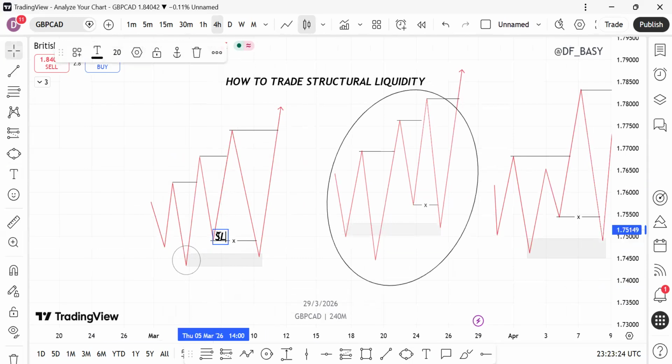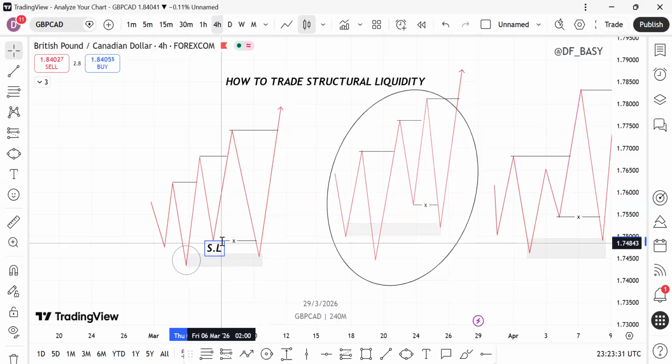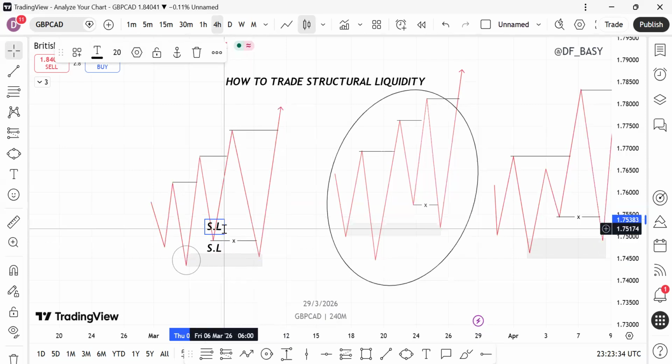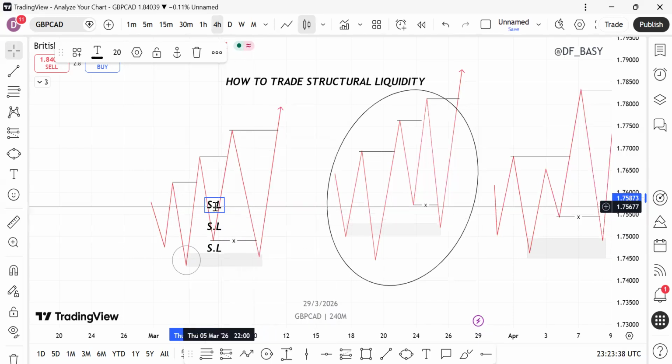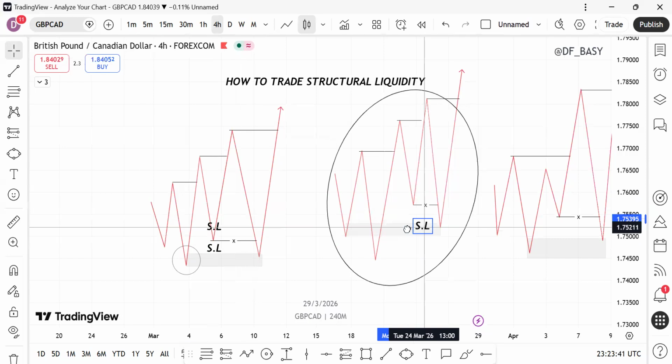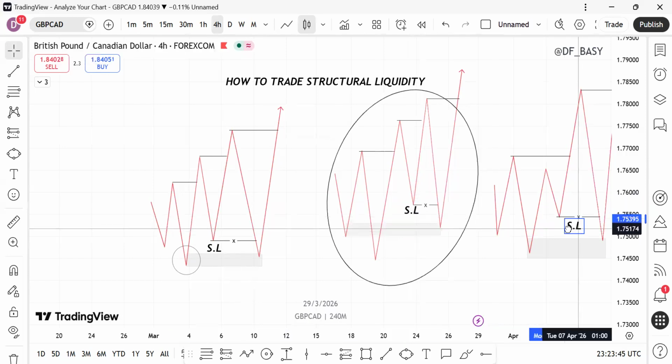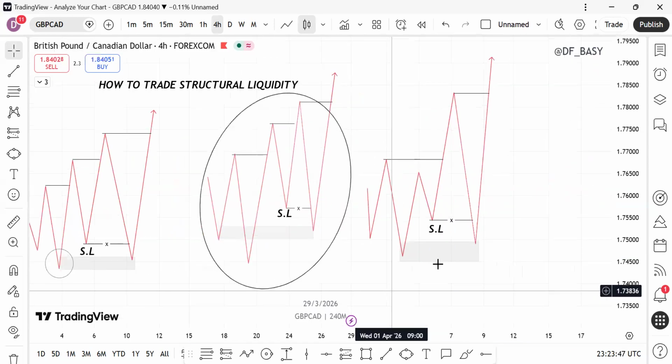Let me put a dot. It won't be our regular SL. Structural liquidity. There, we have it here. We clone it again. All right, so we have it here and we have it here. So that's a structural liquidity.